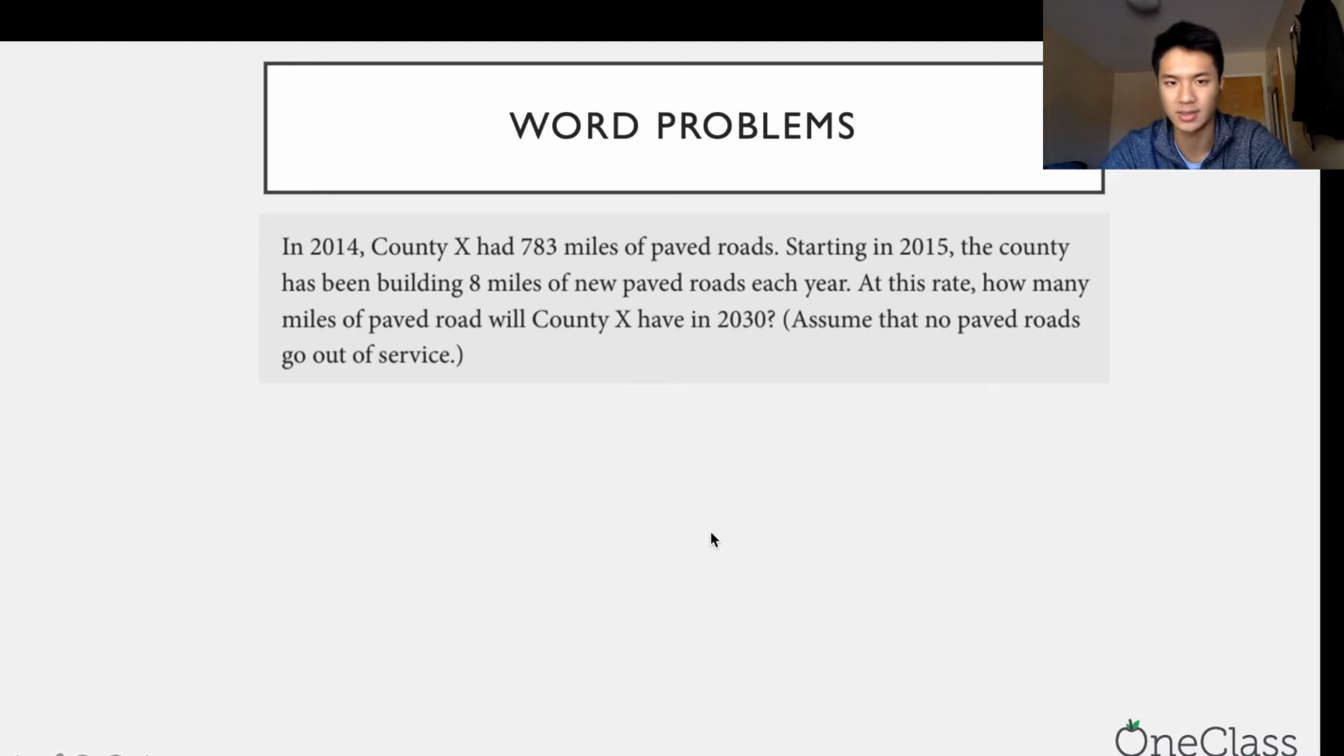So that goes into the second problem. The first problem says, give us the equation that represents this scenario. This problem is the same setup, but it says, at this rate, how many miles of paved roads will County X have in 2030? So that's not the same end question stem that we had in the initial problem.